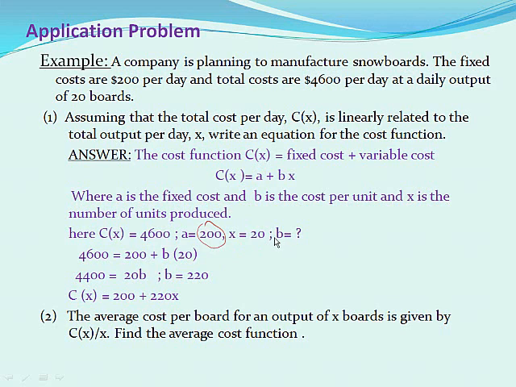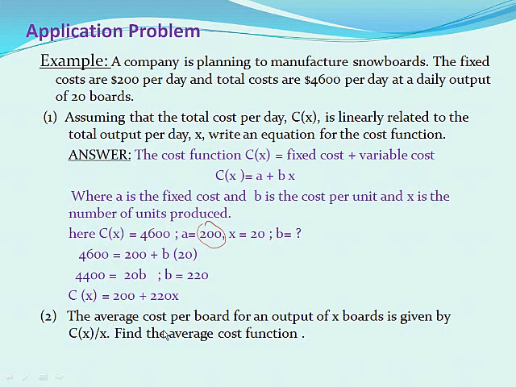Substituting the values in the function gives 4,600 is equal to 200 plus b times 20. Subtracting 200 on both sides gives 4,400 is equal to 20b. Dividing both sides by 20 gives b is equal to 220. So the function C of x becomes 200 plus 220x.